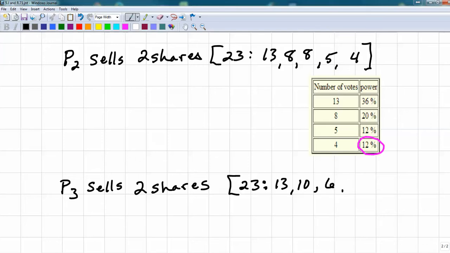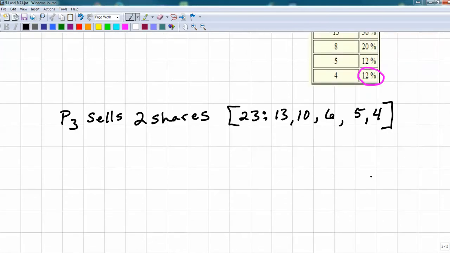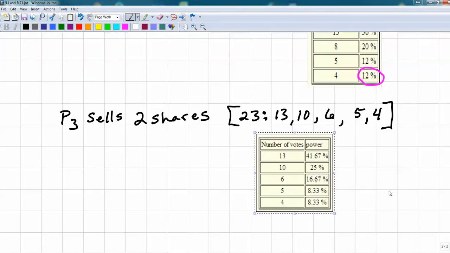Now let's go ahead and do the calculation on this, and we're going to end up with the following. Notice that P sub 5 has actually dropped a little bit. And when P sub 5 has dropped a little bit, we can assume that that particular coalition is not going to work.